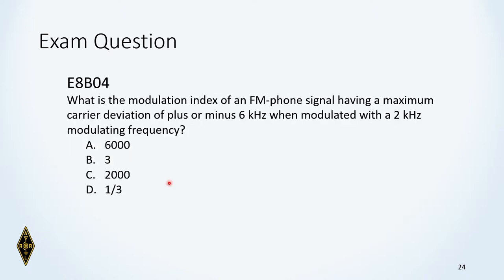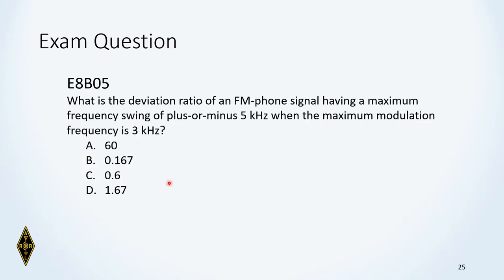Here's another one. It's going to be 6 divided by 2, or 3. Here they're asking for the deviation ratio. 5 divided by 3. 1.67. Yep.